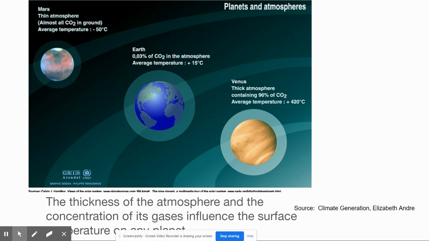Most people say we live in the Goldilocks zone. But it is very sensitive to CO2. The temperature of the planet is highly dependent on the atmosphere and how many global warming gases are in the atmosphere.